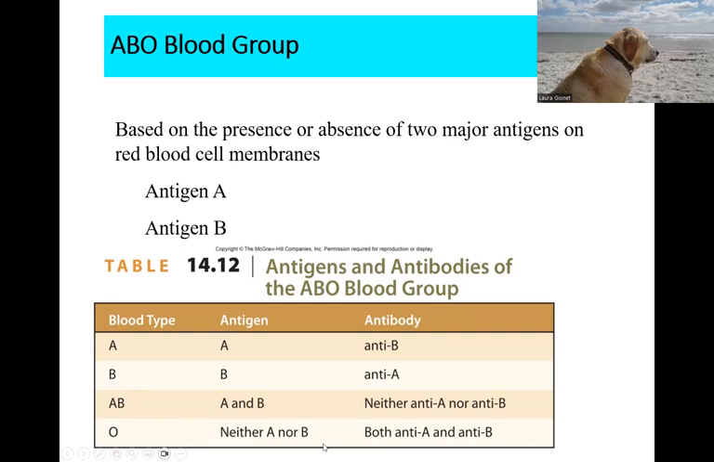And when you're blood type O, it means you have neither A nor B antigen on your cell surface. I call it being a bald red blood cell. And that person will make both anti-A and anti-B antibodies. So it's important that you understand that you don't normally make antibodies to antigens that are on your cell surface.